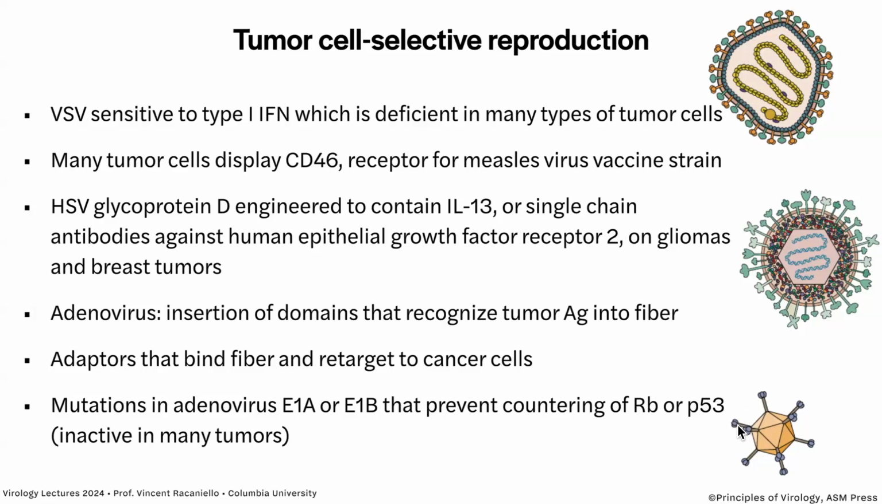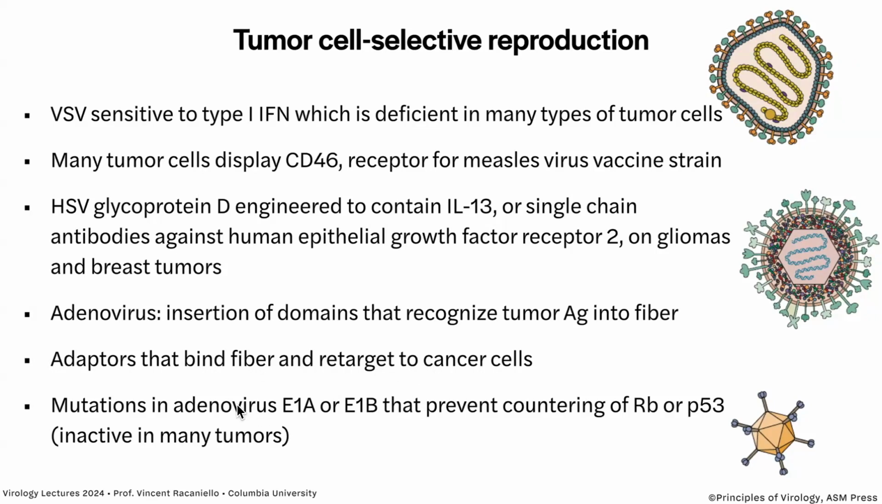You remember the fiber, those proteins sticking out from the 5-fold axis that bind to receptors. So we can basically retarget the adenovirus to tumor antigens. We also can add adapters to the adenovirus fiber that retarget them to cancer cells.